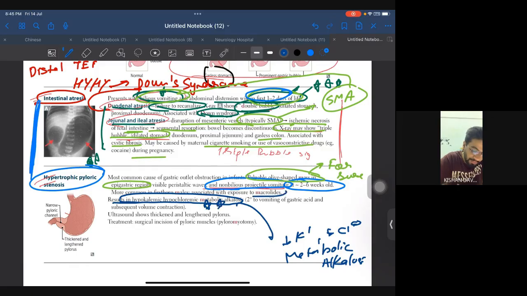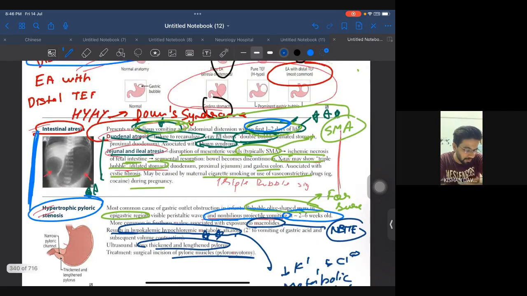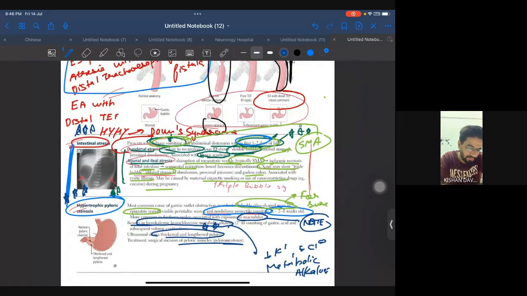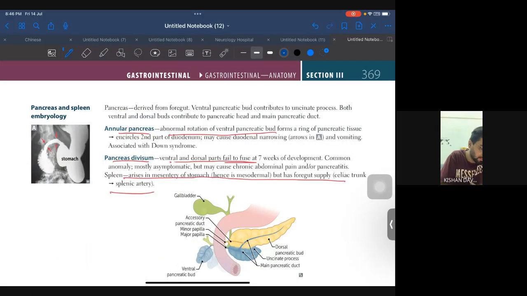This can occur along with macrolides. I think one question was there in the NBME, only one question in all the mock tests. Ultrasound shows a thickened and lengthened pylorus, and the treatment is pyloromyotomy. So this is how you will be distinguishing pyloric stenosis and intestinal atresia. Both are very high yield questions that are going to come for you. Okay, that's it. Let's move forward. Pancreas and spleen in embryology. Two disorders of the pancreas are there: annular pancreas and pancreas divisum.